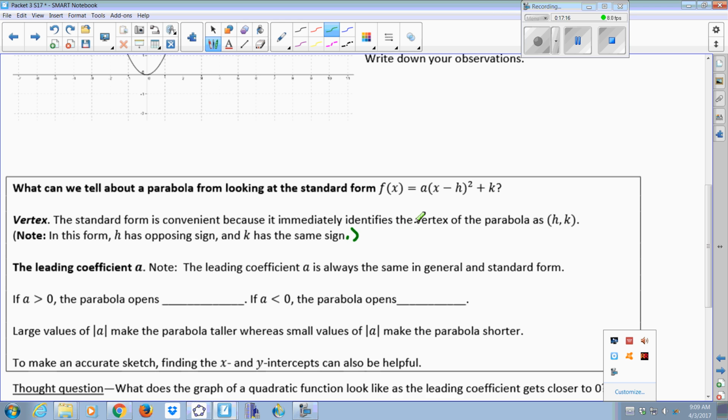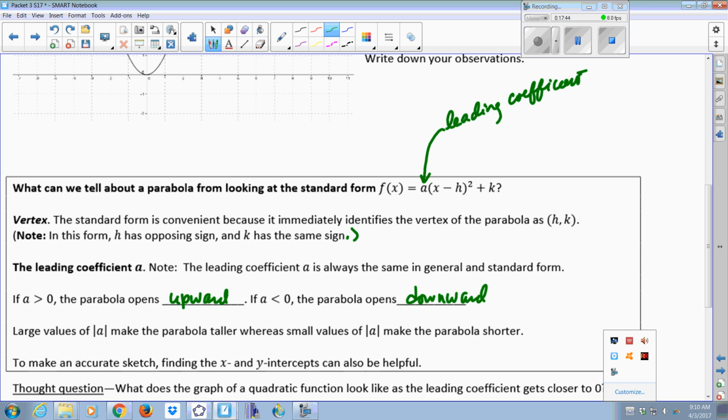The leading coefficient is called a. That's what we call this variable, this constant leading coefficient. And what did we just notice? That when a was positive, the parabola opened upward. And when a was negative, it opened downward. So that's one of the things a will always tell you.